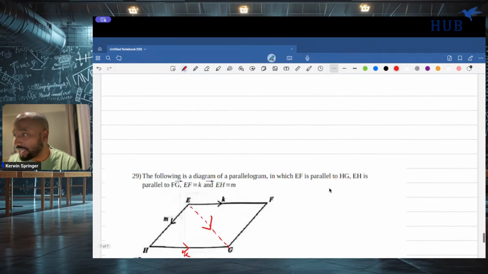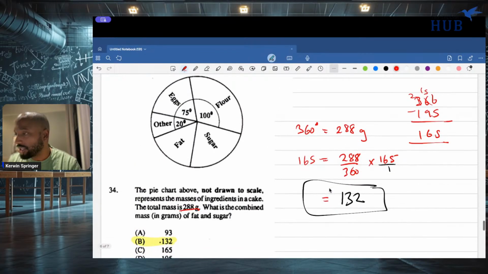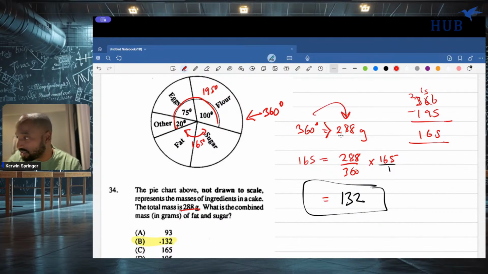And somebody asking why 132? Okay, so what happened here is the entire circle is 360 degrees in a circle, right? This is something you're supposed to know. And so far, this is 195 degrees, which means 165 degrees remaining. 165 degrees is what we're trying to find, but 360 degrees represents 288 grams. So 165 degrees represents 288 divided by 360. That's finding for one, and then you multiply by the 165.